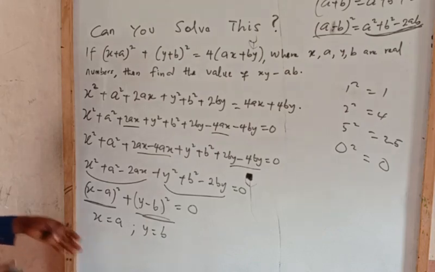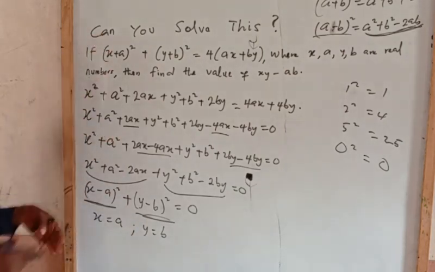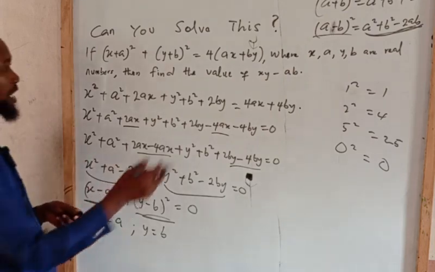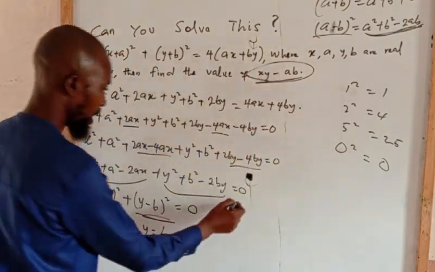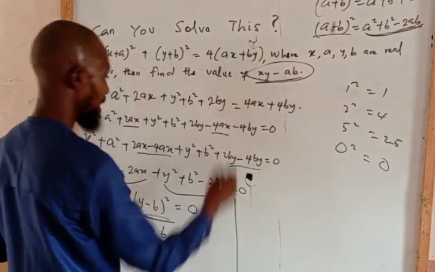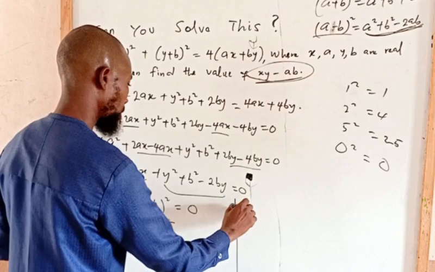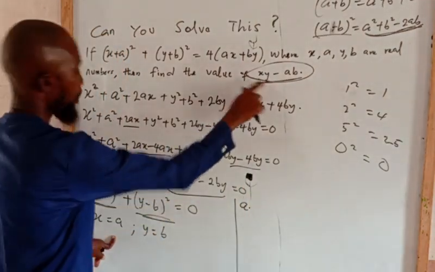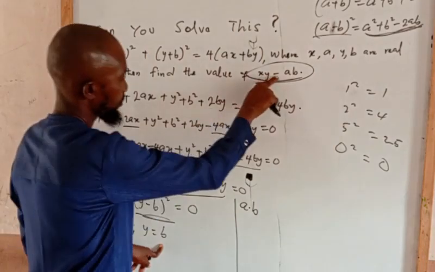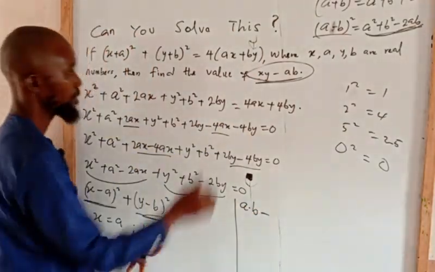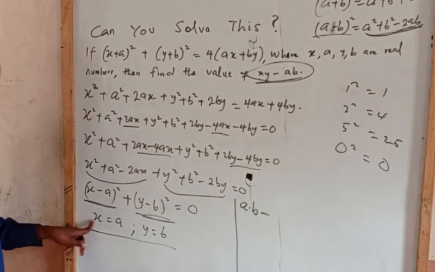Having done all this, we've gotten a value for x as well as y. We can now move ahead to the requirement of the question, which is to find the value of xy minus ab. So I can say that xy, since x is equal to a, is a multiplied by y, and y is equivalent to b, multiplied by b. What I'm looking for is followed by minus, and what I have here is ab.